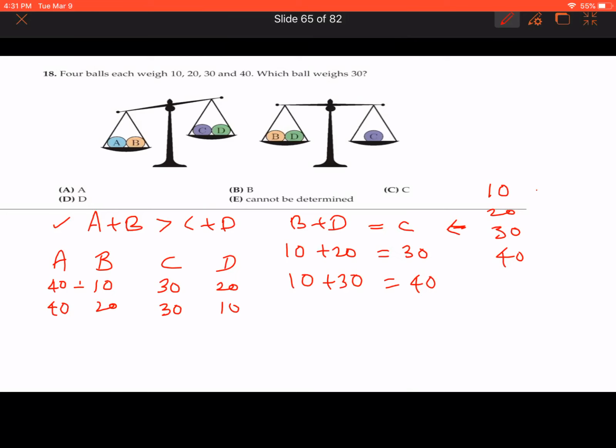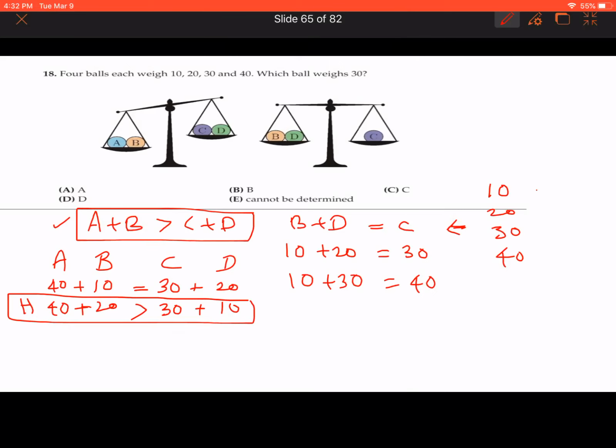So 40 plus 10 is 50, which is going to be equivalent to 30 plus 20, 50, right? So if suppose 30 plus 10, 40, it is going to be lesser than that of 40 plus 20, 60. So this is the condition, right? A plus B should be heavier than that of C plus D. So this is the combination we want, right? A plus B is heavier than C plus D.